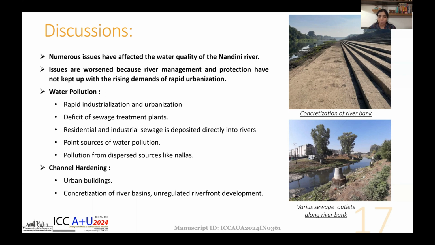Human influence in urban building has intensified in recent years, altering the river's natural structure. Concretization of the river basin, unregulated riverfront development, and the construction of impermeable surfaces such as hard pavements have disrupted the relationship between terrestrial and aquatic ecosystems, resulting in riparian zone deterioration.